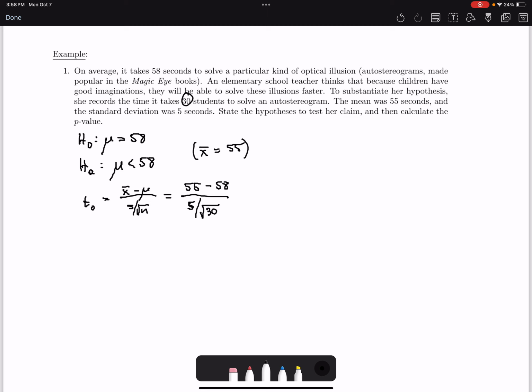So let's see about how much that is. You can go ahead and punch this into your calculator. 55 minus 58 divided by 5 over square root of 30 comes out to about negative 3.29 approximately.